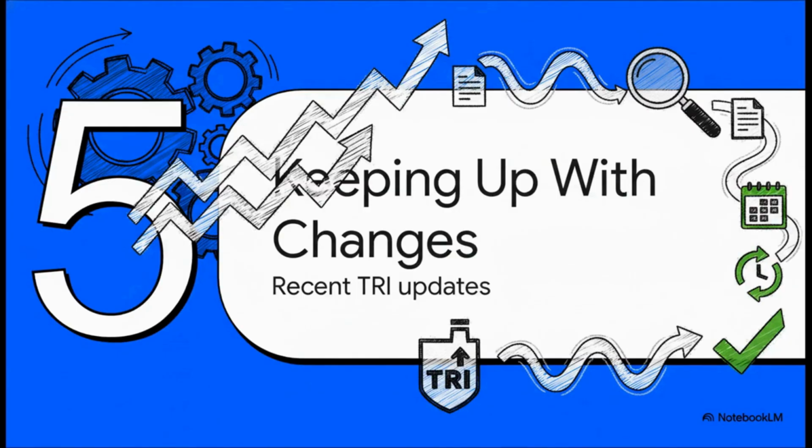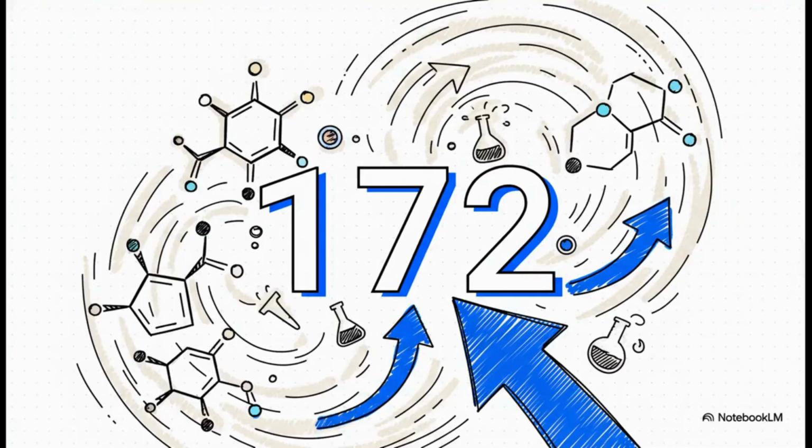You know, with any big regulation like this, things are never just static. The TRI is always evolving, and honestly, staying on top of the latest changes is absolutely crucial if you want to stay in compliance. Whoa, look at this number. In just one reporting year, a staggering 172 PFAS chemicals were added to the TRI list.